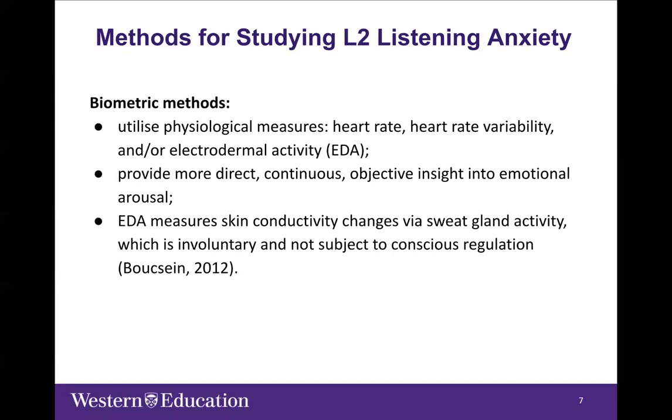So to measure the actual physiological arousal, which is part of the anxiety, some researchers started using biometric methods. Biometric methods utilize physiological measures such as heart rate or heart rate variability, as well as electrodermal activity. And electrodermal activity is what we will focus on in our presentation. These methods provide more direct, continuous, and objective insight into emotional arousal. EDA, electrodermal activity, measures skin conductivity changes via sweat gland activity, which is not voluntary and is not subject to conscious regulation.